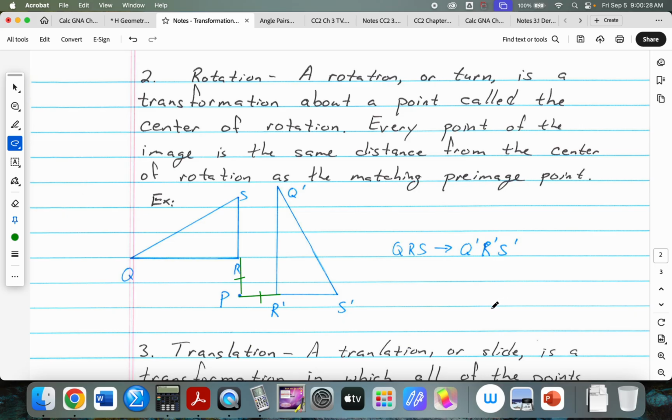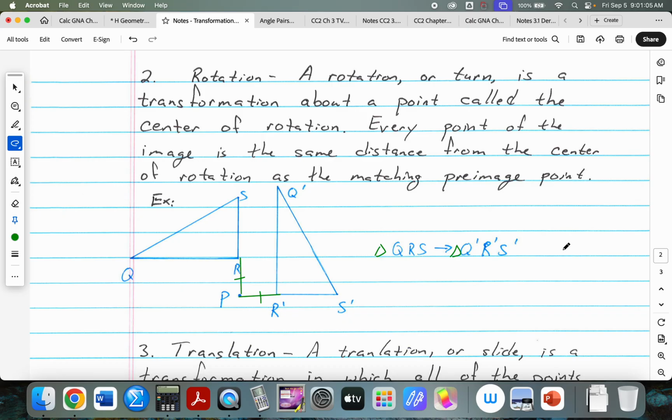So what's happening with a rotation is that point P is the only point that remains motionless. If you held point P still and took your paper and turned it, that's what's going on here. So triangle QRS, and I should put the triangle symbol on both of those, maps onto triangle Q prime, R prime, S prime.